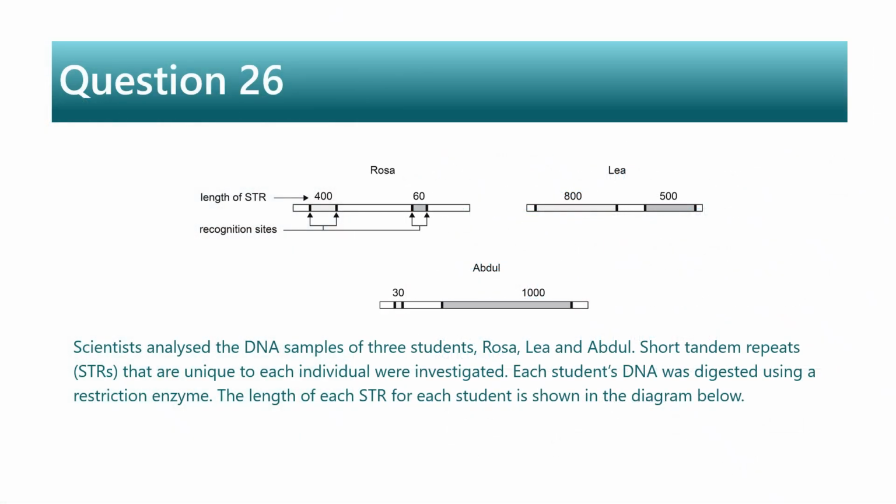Scientists analyzed the DNA samples of 3 students, Rosa, Li, and Abdul. Short tandem repeats, STRs, that are unique to each individual were investigated. Each student's DNA was digested using a restriction enzyme. The length of each STR for each student is shown in the diagram below.